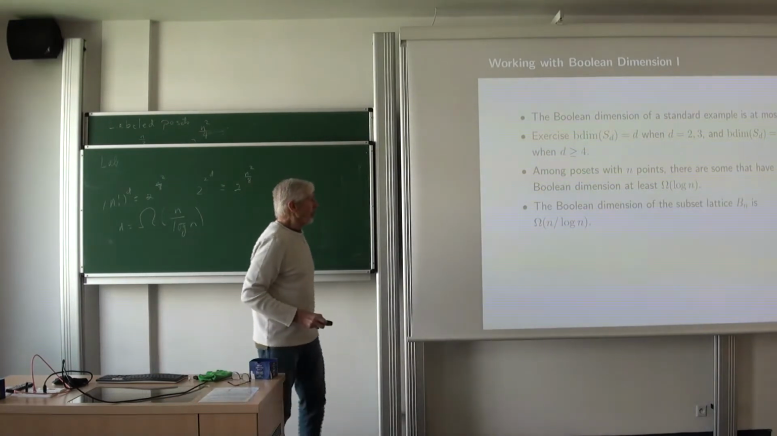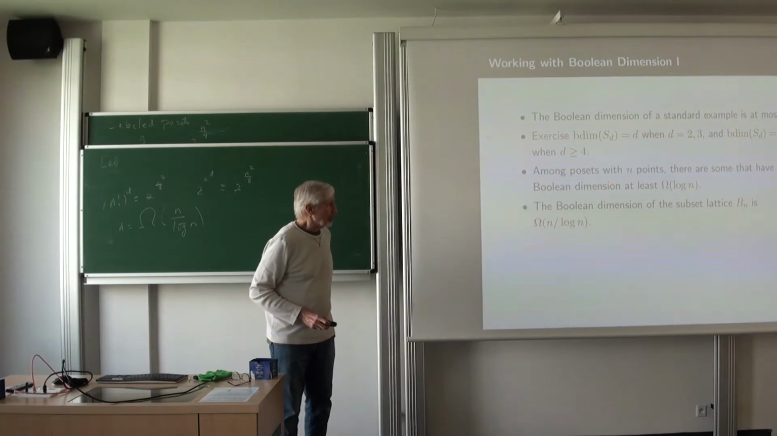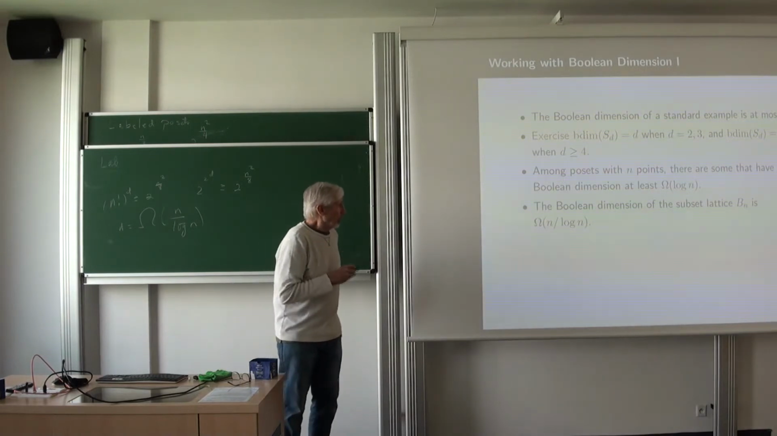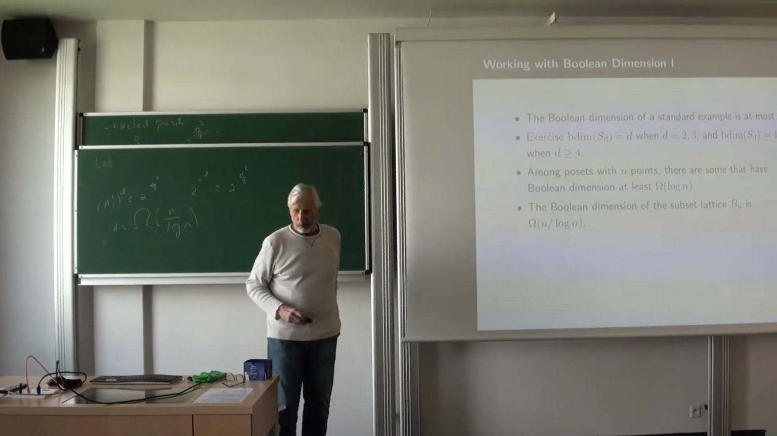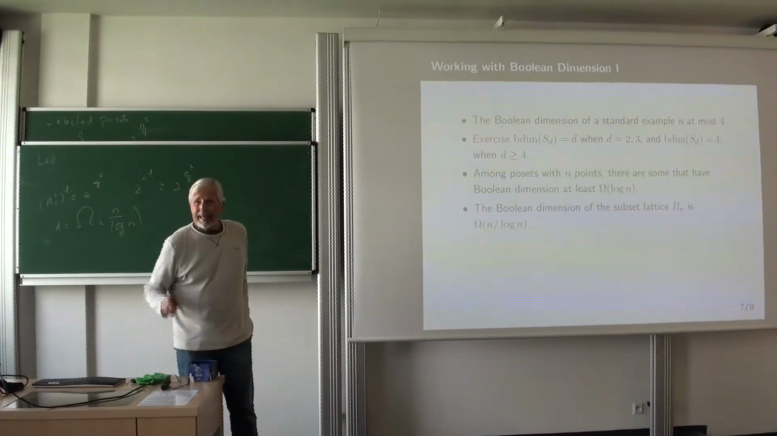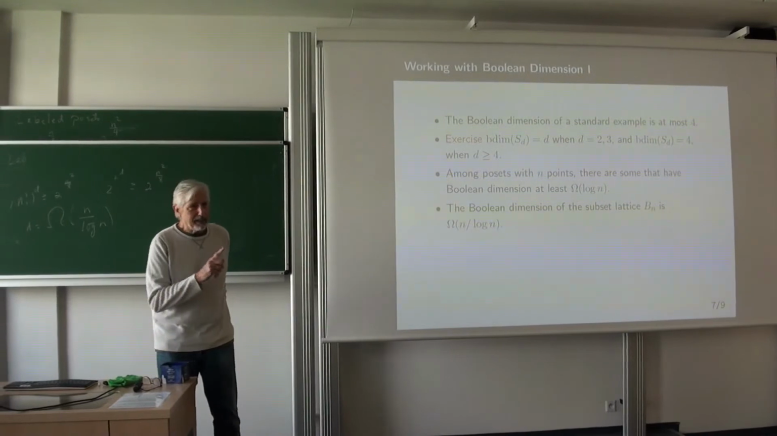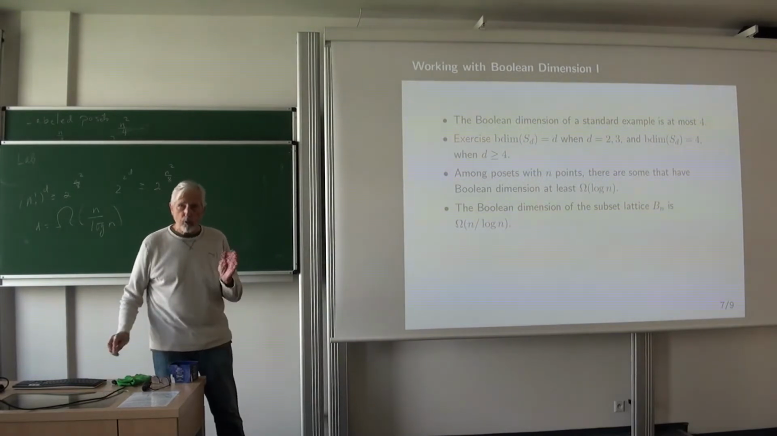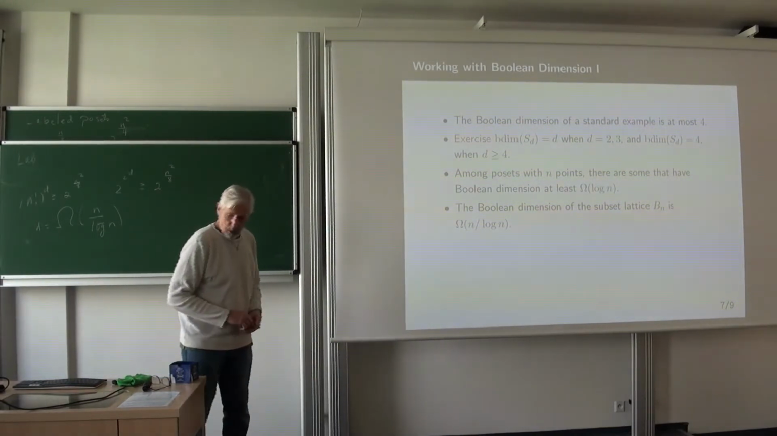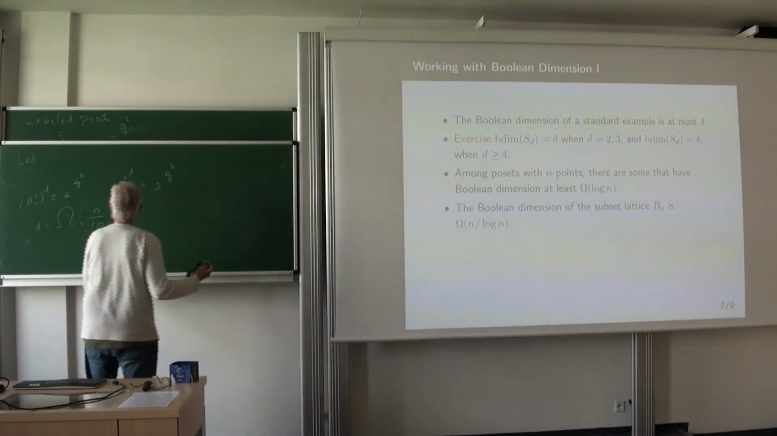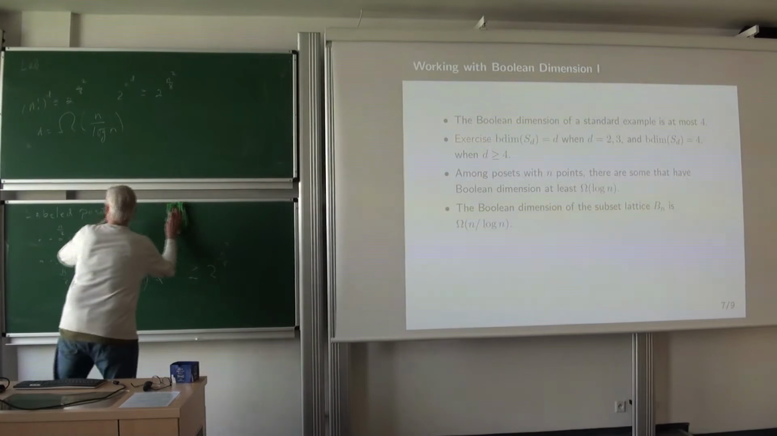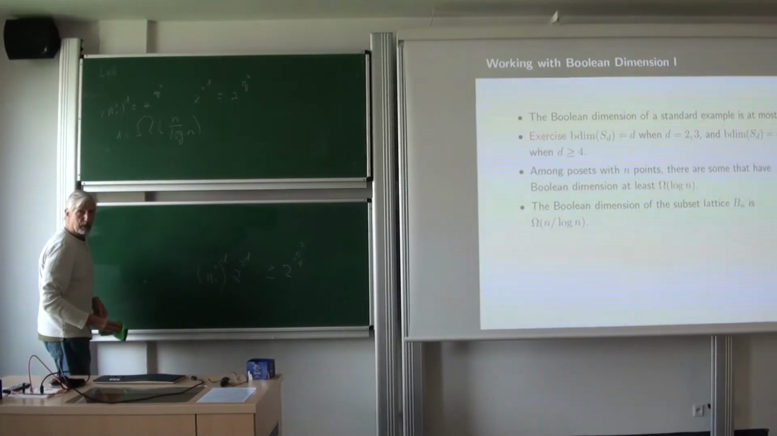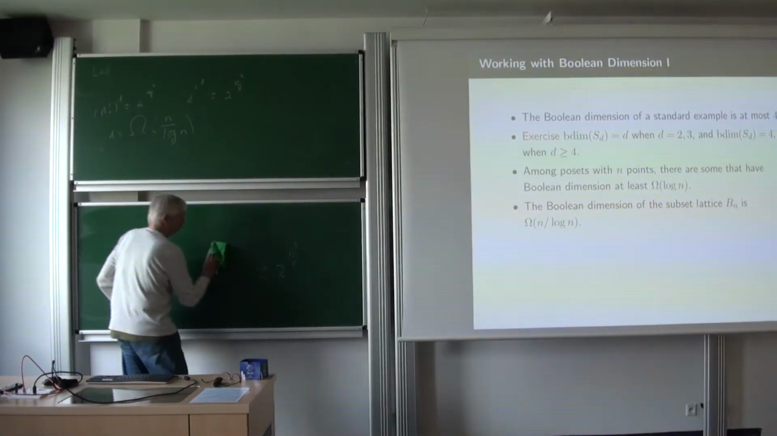Here's another nice one. The Boolean dimension of the subset lattice, all the subsets of an n element set ordered by inclusion, is, again, n over log n. It's going to be something similar to that calculation. You know it's at most n, because the ordinary dimension is n. But it's saying it can't fall away too far. It can't fall below n over log n. Let's do that proof. And this observation is due to Fussner and Misak. It's a very cute observation.